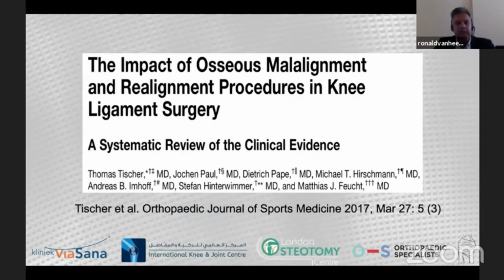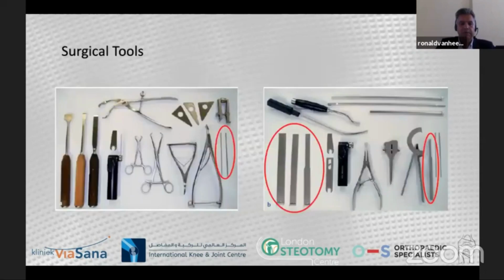This has been recognized. This is a systematic review of clinical evidence, which was published in 2017. The impact of osseous malalignment and realignment procedures in knee ligament surgery. Please read that paper. A very good group of authors from different institutions did a systematic review and found that, to say it more easily, the bone always wins. Your reconstruction fails if you do not look at the bone.